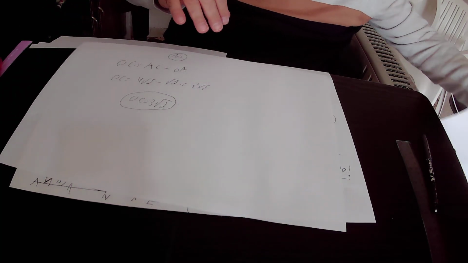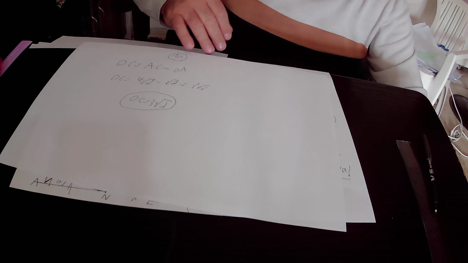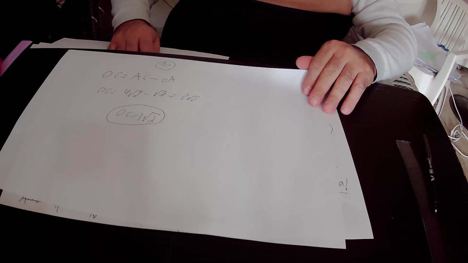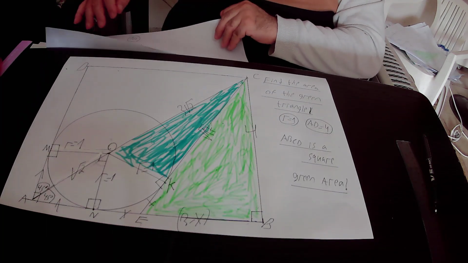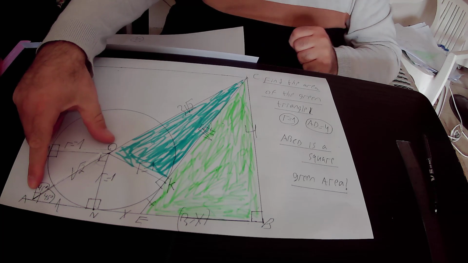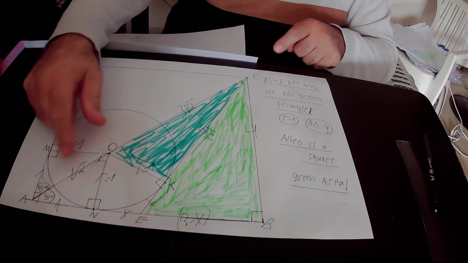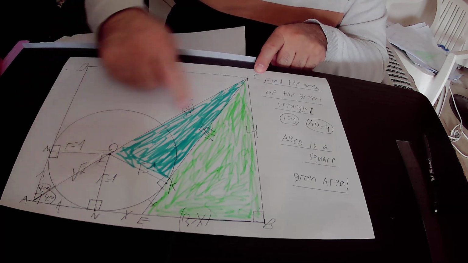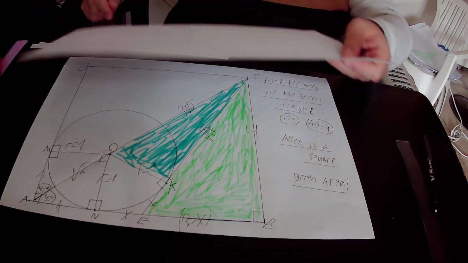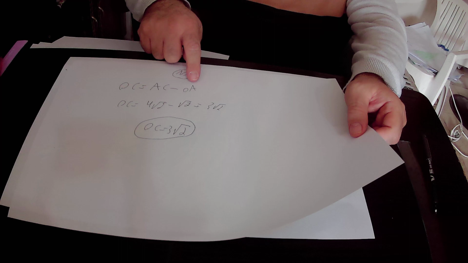Then we found out the value of line segment OC. OC equals AC minus OA, as you can see here.